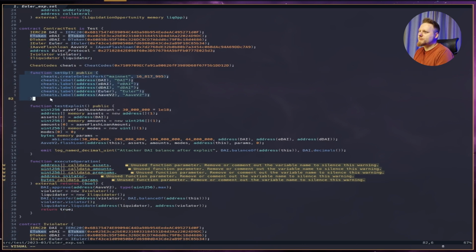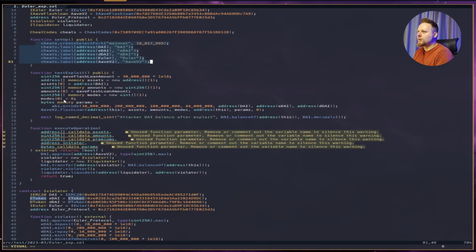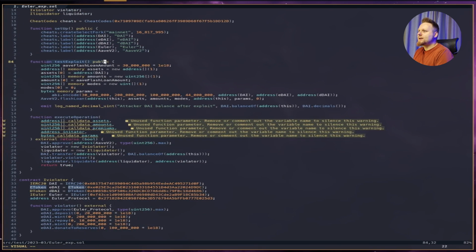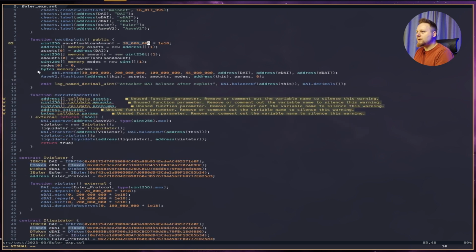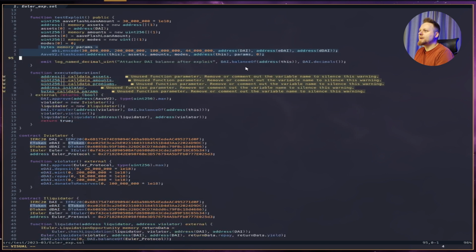So first up, setup. We are mostly setting the fork and at which block number we want to fork it, just right before the hack happened. We are labeling all the addresses, which will be useful later when we run it. And we are testing the exploit. So we have the amount. Remember, 30 million was the amount taken from Aave, and we are encoding some params for it.